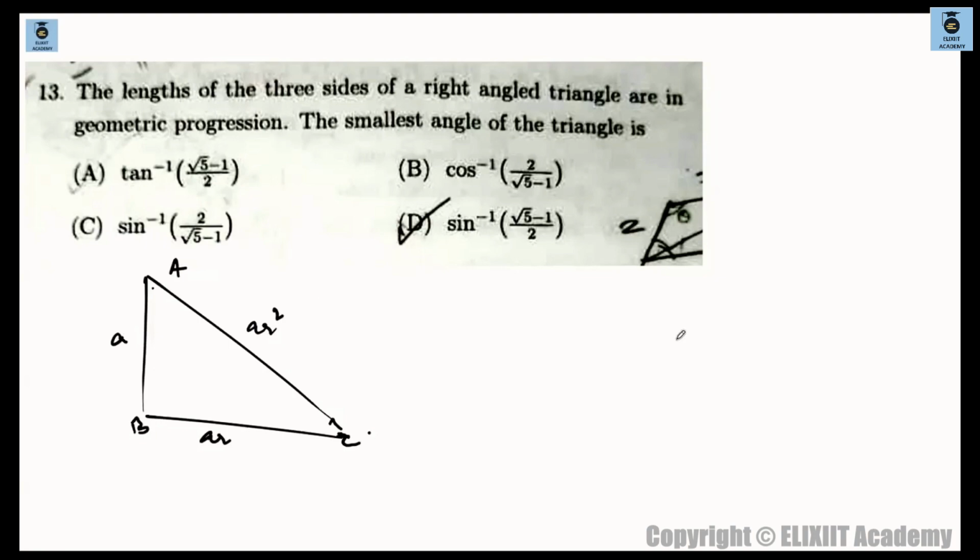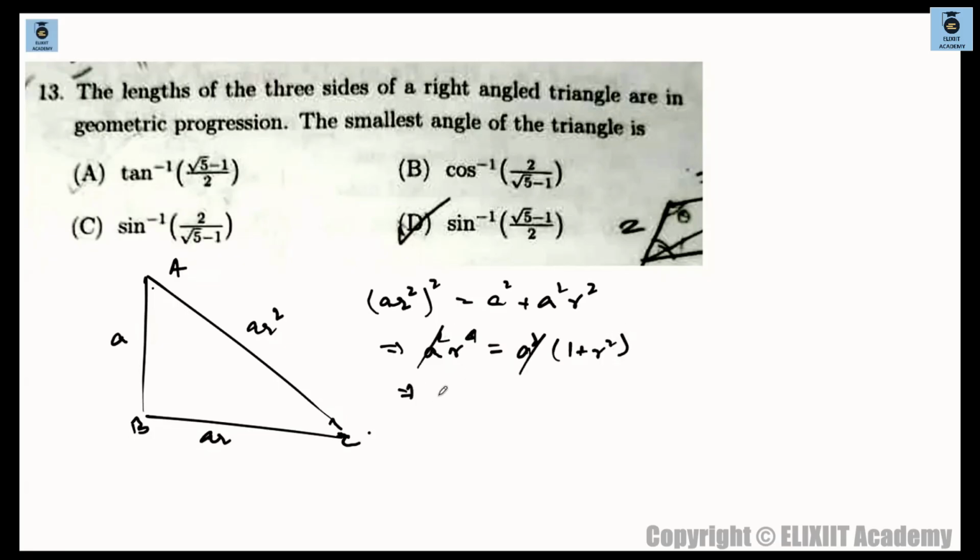So we can use the Pythagoras theorem to figure out some values. If we use the Pythagoras theorem, we get a square plus a square r square, that is r to the power of 4, is equal to a square common. So we have 1 plus r square. A square cancels out, so we are getting one quadratic in terms of r. So we have r to the power of 4 minus r square minus 1 is equal to 0. So we are getting a quadratic in r square.